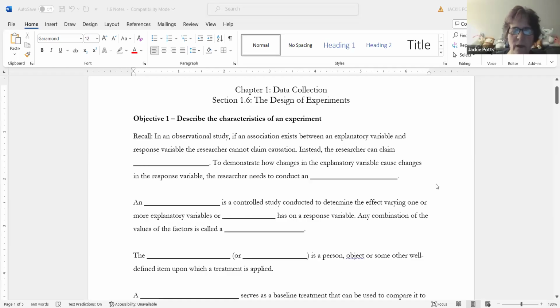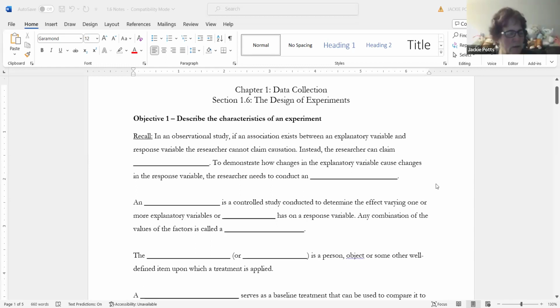All right, let me bring up the 1.6 handout. Oh, I keep forgetting. I gotta hit screen share first so you can see what I see. There we go. It's all right.